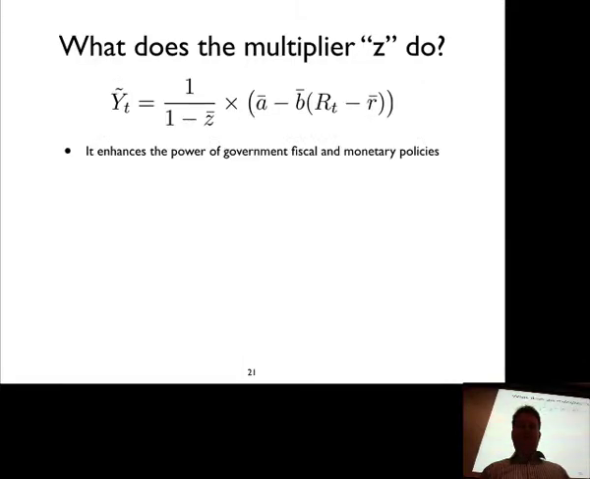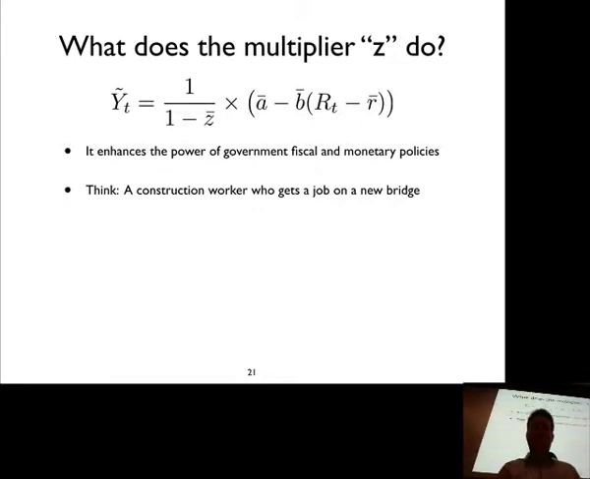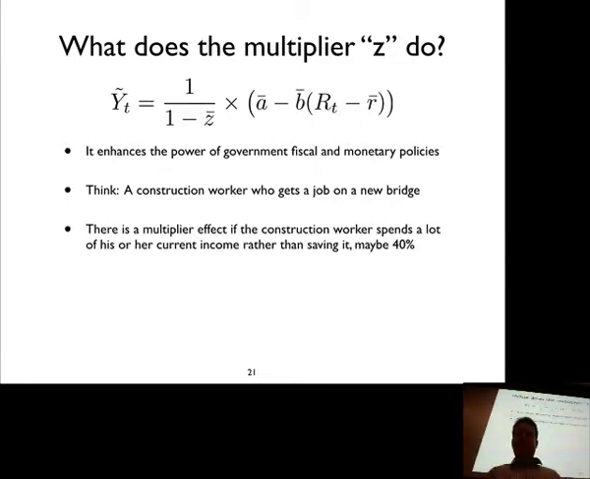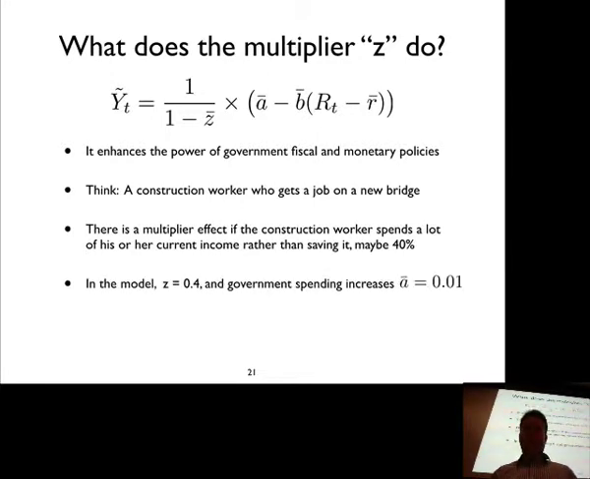Well, so what does this multiplier do? Well, it turns out that it actually enhances the power of fiscal and monetary policies. And how to think about that? Well, think about a construction worker who gets a job on a new bridge. If the construction worker spends a lot of current income rather than saving it, maybe 40% or something like that, then if government spending, so that's the other thing maybe I haven't told you here, but government can increase the amount of GDP it purchases. It might do it by going into further debt, which might not be good in the long run, but it can, in the short run, increase government spending.